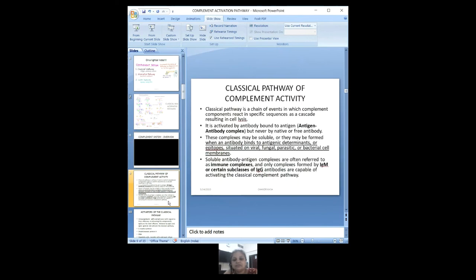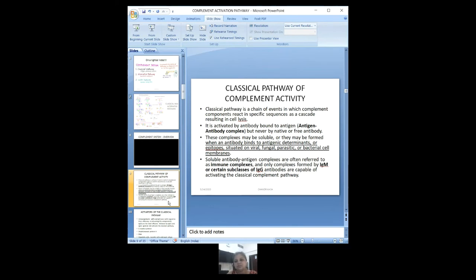So let us start from the classical pathway of complement activity. As already discussed, the classical pathway of complement activity is initiated or activated by the antigen antibody complex. It is never initiated by a free antibody, a native antibody. Always an antigen antibody complex has to be formed.